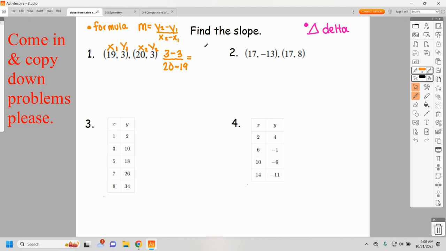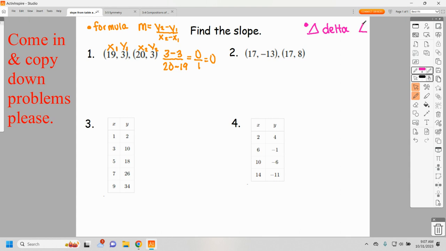All right, 3 minus 3 is 0. 20 minus 19 is 1. So this one has a slope of 0, which means it is horizontal. All right, it is a flat horizontal line. So, like I said, in orange, that's how we solved it. Now, let's look at the delta way.